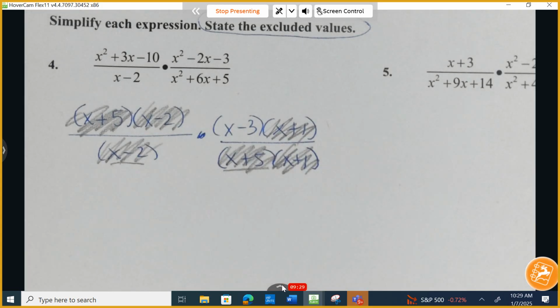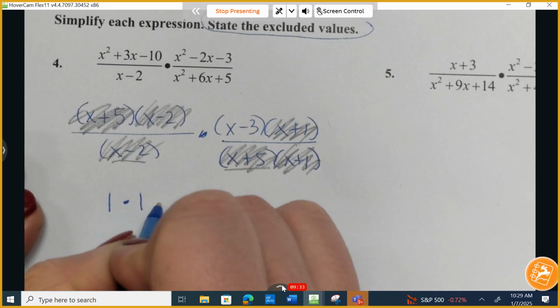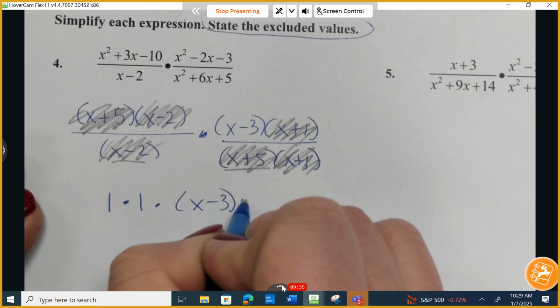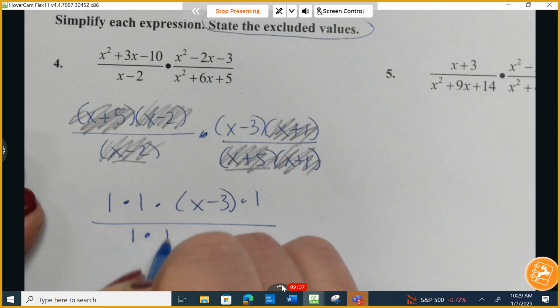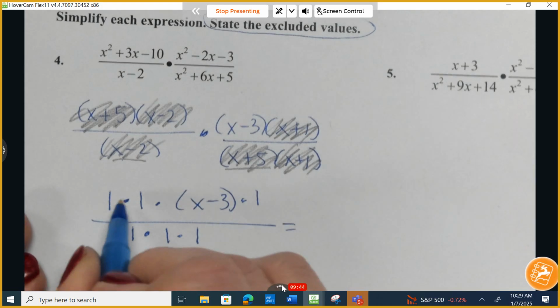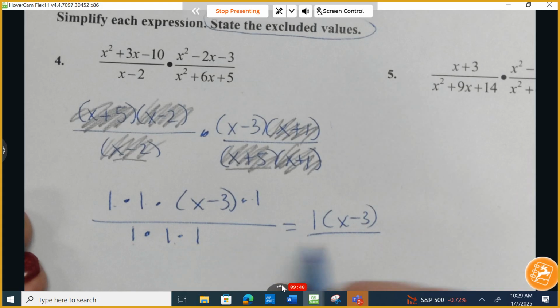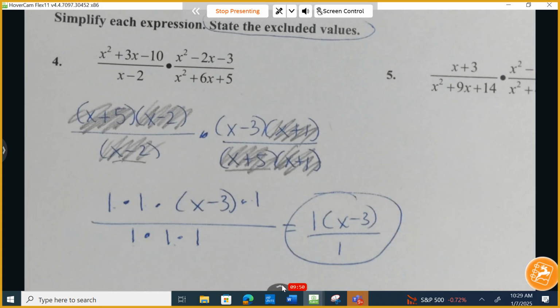So each one of these, and you don't have to do this part, turns into a 1. So 1 times x minus 3 times 1 over 1 times 1 times 1. It doesn't just disappear. It turns into a 1. So on top, 1 times 1 times 1 is 1. On the bottom, 1 times 1 times 1 is 1. And I've just completed number 4.